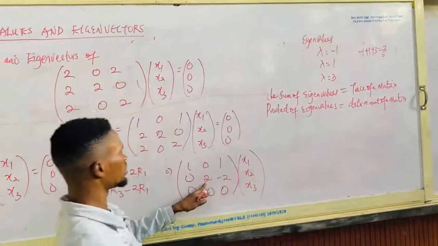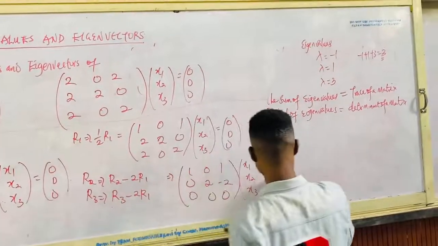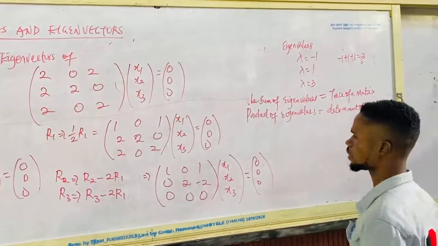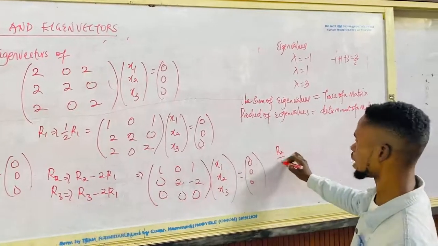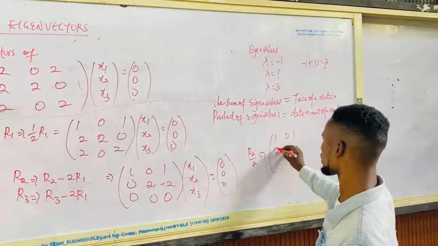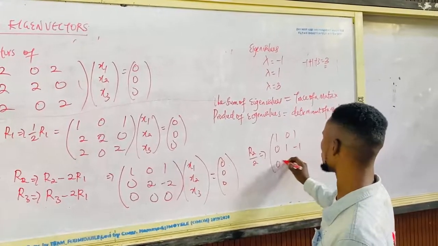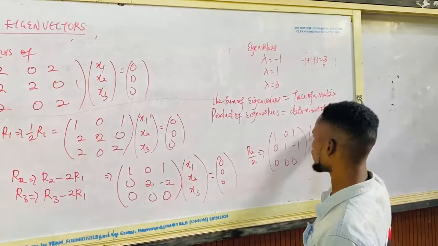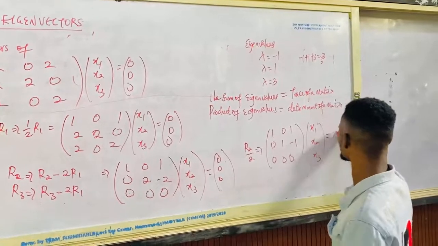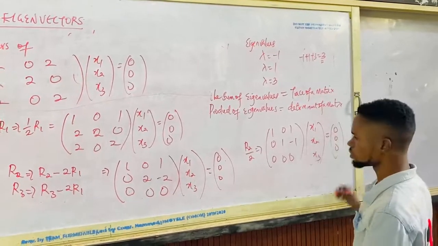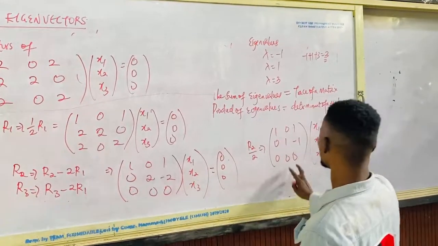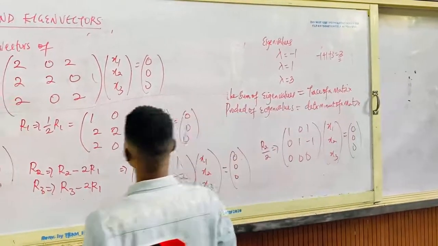Now the pivot here is not 1, it is 2. So we can still divide our row 2 by 2. Row 2 becomes 0, 1, 1, and row 3 becomes 0, 0, 0. Whenever you are finding the eigenvector of the matrix and you reduce your matrix to row echelon form, your last row here will be 0. Now how do I get the eigenvectors?